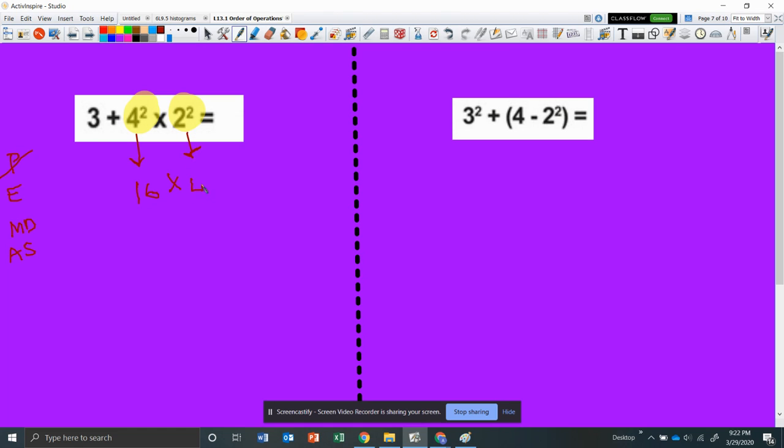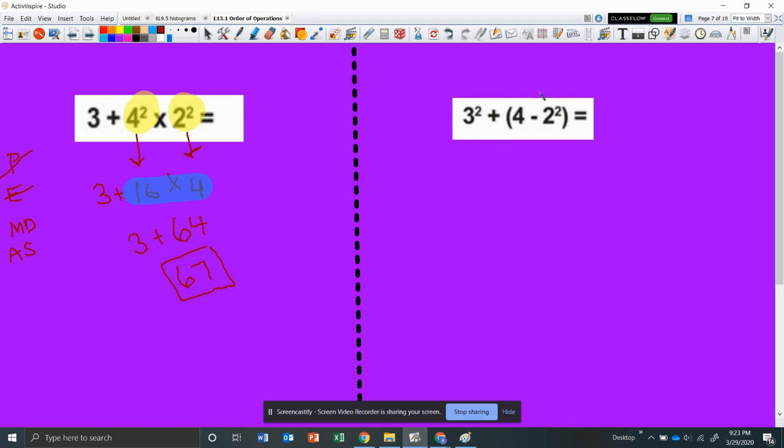I don't know why this is a little bit glitchy. And then I've got a 3. Okay, so I took care of the exponents. Now I have to take care of multiplication and division. Multiplication and division is going to come right here. Okay, and when I do that multiplication, 16 times 4 is 64. And then if I add 3 to it, I get 67.